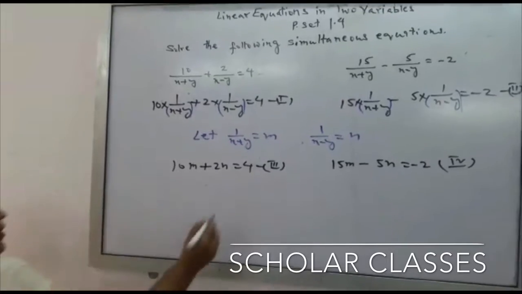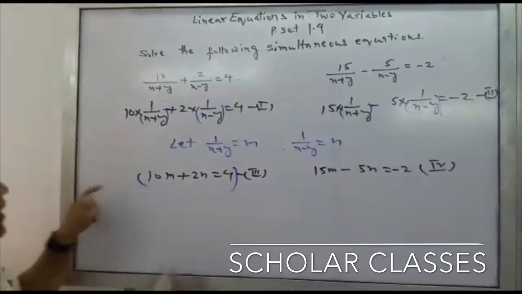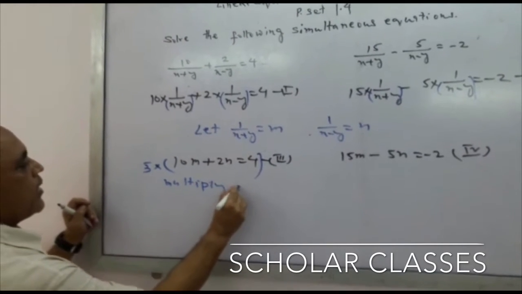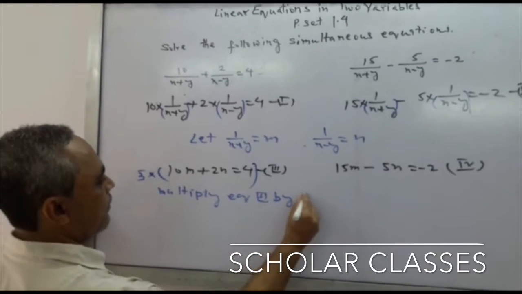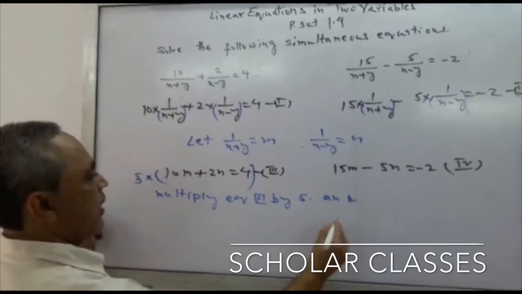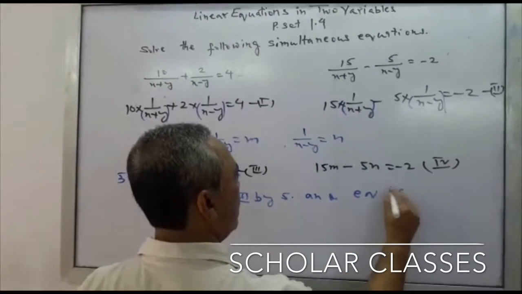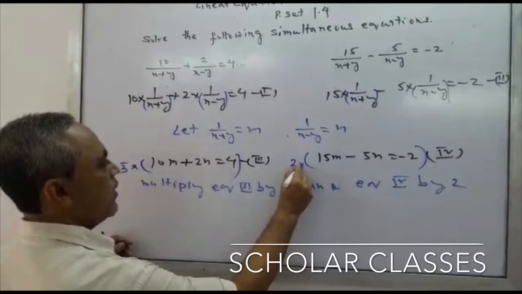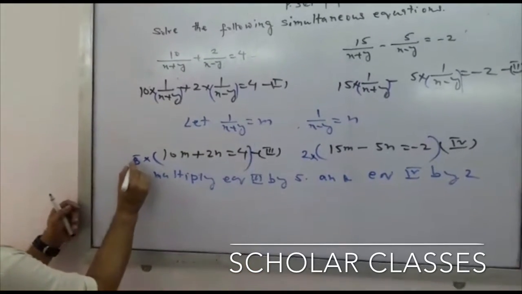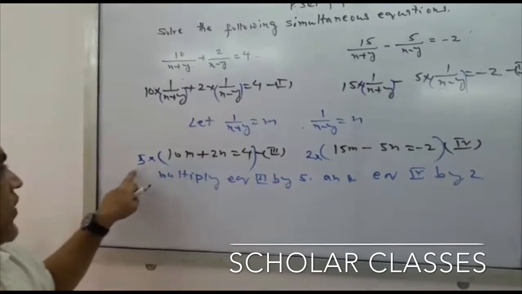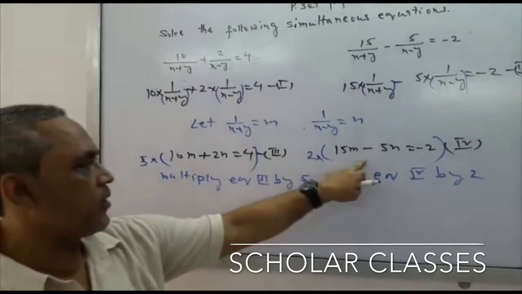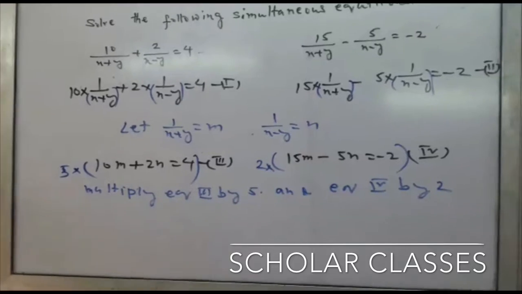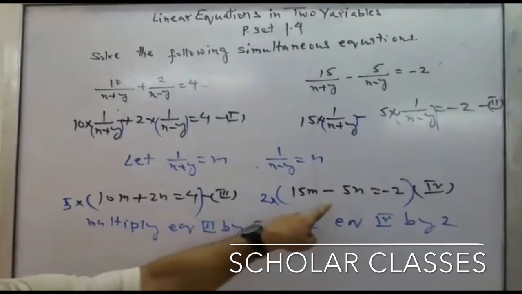Multiply equation 3 by 5 and equation 4 by 2. Equation 4 is multiplied by 2 and equation 3 is multiplied by 5. We shifted 5 to the third equation and 2 to equation number 4. Equation 4 is multiplied by 2, 2 transferred here, 5 transferred here. Equation 3 is multiplied by 5 and equation 4 is multiplied by 2.